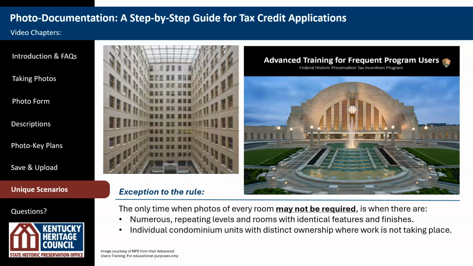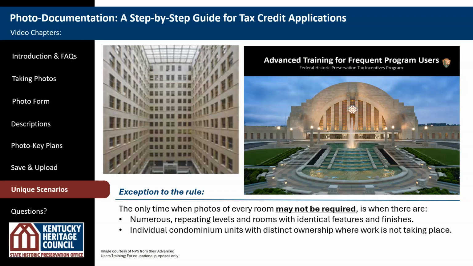In either case for condominiums, the exterior of the building must always be fully documented, as well as all common areas, including lobbies, stairs, corridors, elevators, and ancillary spaces that are considered common property amongst the owners. If there is work taking place in a specific unit, that condo must also be fully documented. However, we do not require every condominium to be fully documented if that condo is not part of the rehabilitation tax credit application and there is no work taking place within the condo unit.